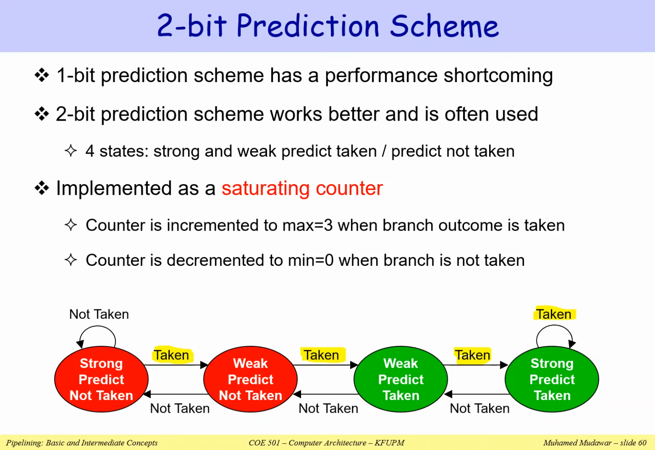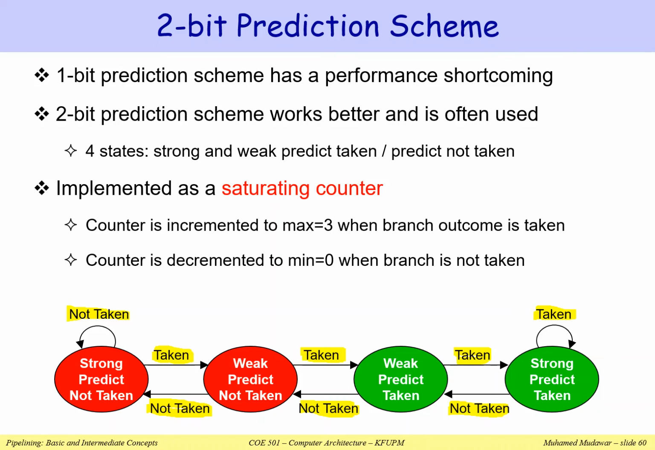In the case when the branch is not taken, if the true outcome is not taken, we decrement the counter. So it will go from 3 down to 2, then down to 1, and then down to 0. This is if the true outcome of the branch is not taken, and as long as it is not taken, it will saturate at 0. So this is how it works. This is the 2-bit prediction scheme. It's very simple to implement in hardware, and it works better than the 1-bit prediction scheme.